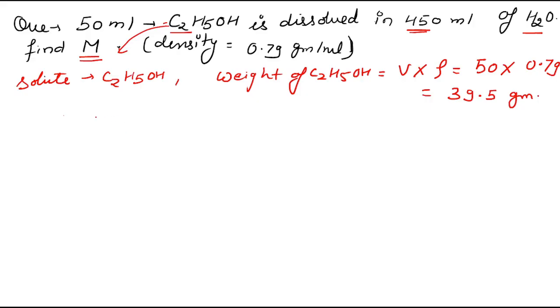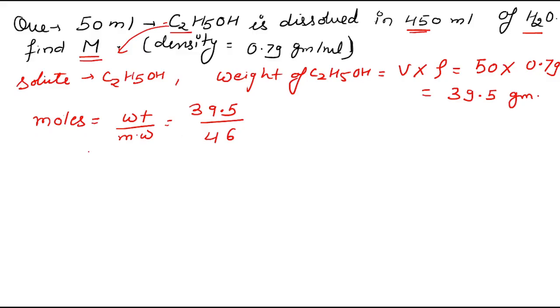Now come to the moles part. How can we find out the moles? Moles means the given weight upon molecular weight. Given weight we have found with the help of volume and density, and this is 39.5 gram. The molecular weight of ethanol is 46.